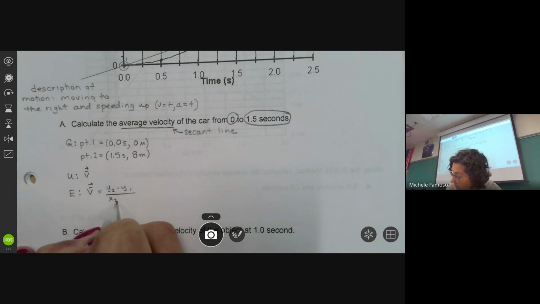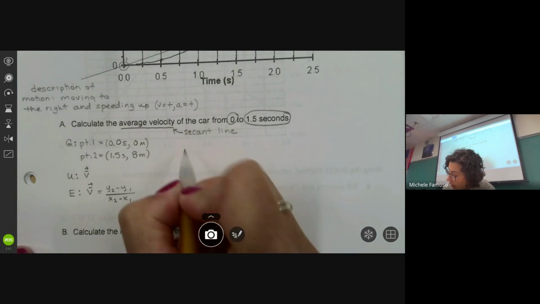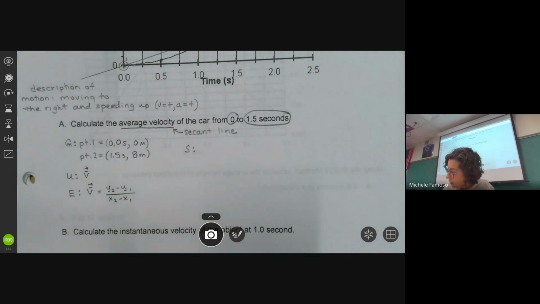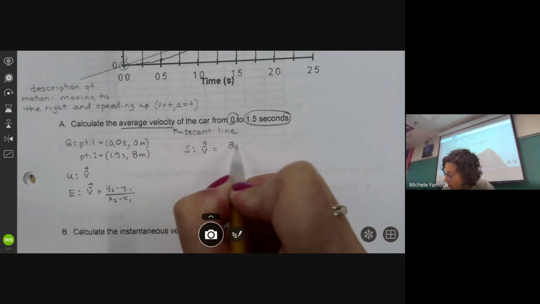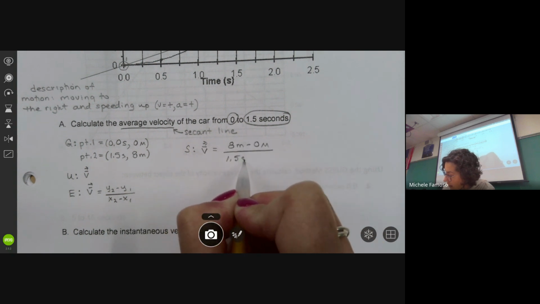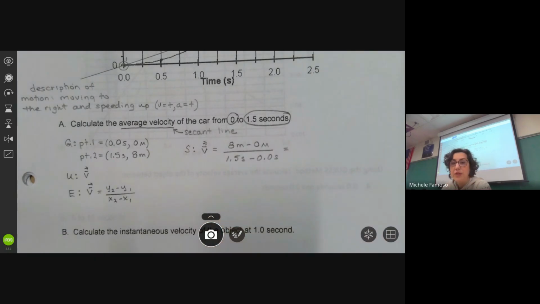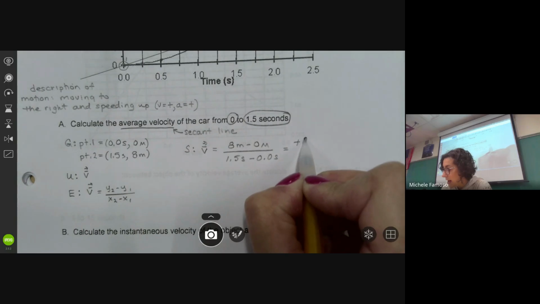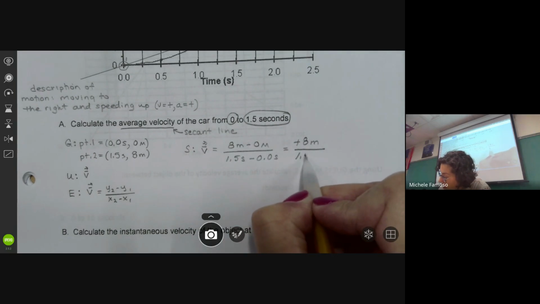Kiara, you have a question? Yeah, what's the bar again? The bar means average. Okay, let's now go to our substitution with units. So V bar with the arrow is 8 meters minus 0 meters all over 1.5 seconds minus 0.0 seconds. Remember, we talked about yesterday doing the intermediate subtraction. So that would give me positive 8 meters.